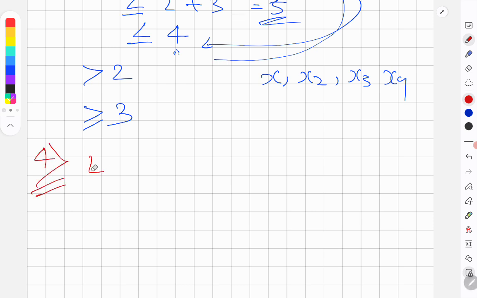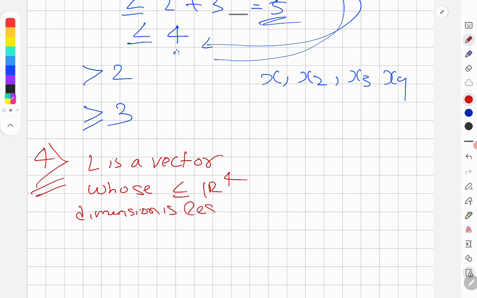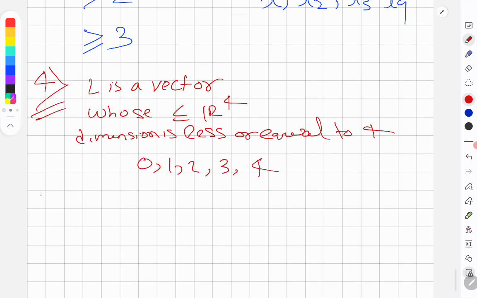So L is a vector whose dimension is less than or equal to 4. That means it could be 0, 1, 2, 3 or 4. But when you do the direct sum, L plus U must be equal to 4.